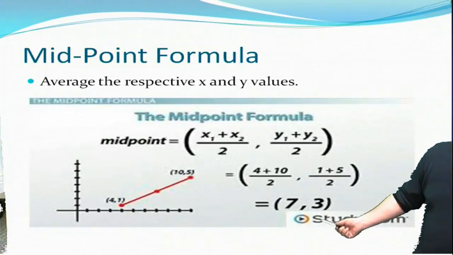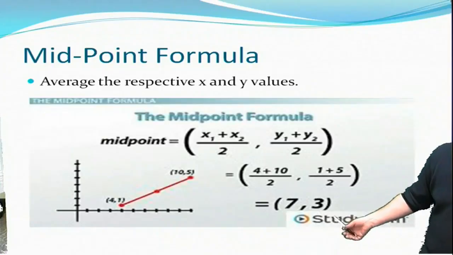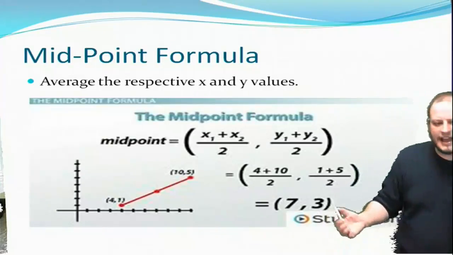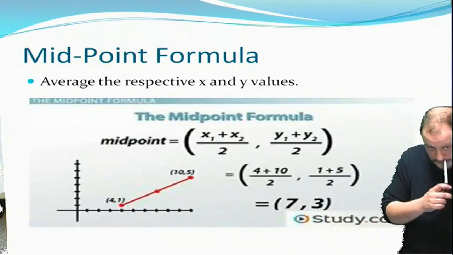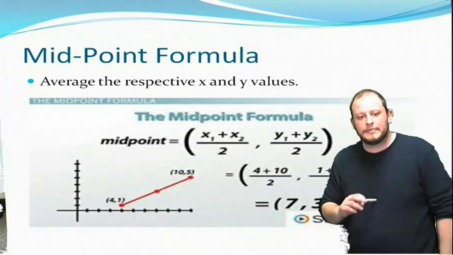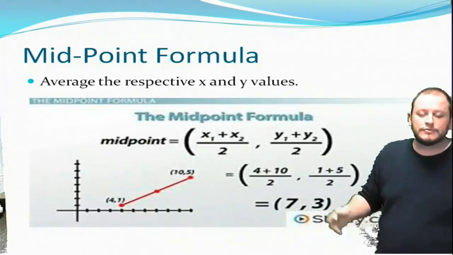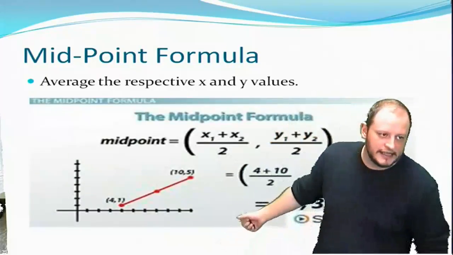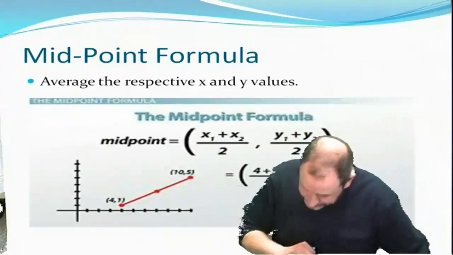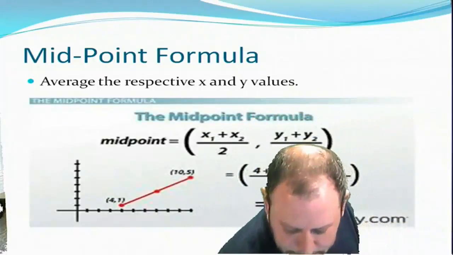It's less about memorizing this sort of thing, but understanding, right? The midpoint is going to be the average of the x's and the average of the y's. So it's as simple as that. Add them together, divide by 2, because that's how many you added together. So this is the midpoint formula. Very straightforward.